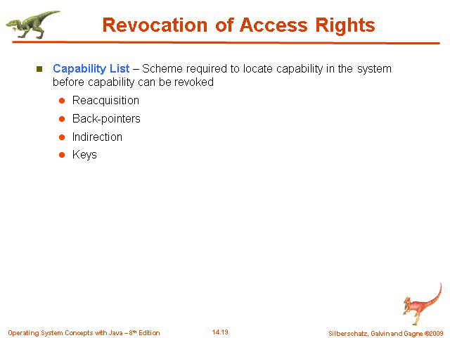Our textbook discusses several approaches that could be used to revoke capabilities from domains that have access rights to an object. All of these approaches have significant overhead associated with their implementation, whether it's reacquisition, backpointers, indirection, or keys. Our textbook goes on to describe a couple of systems that have capability-based protection schemes. These are Hydra and the Cambridge CAP system.